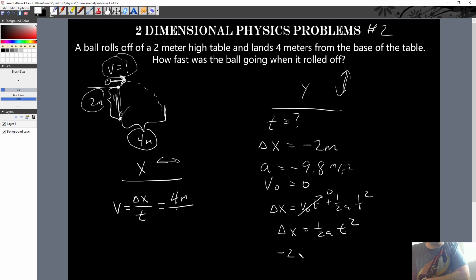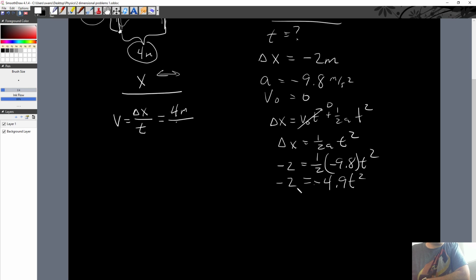So let's plug everything in. Negative 2 is equal to 1/2, the a is negative 9.8, and the t squared. And this ends up being negative 4.9 times t squared is equal to negative 2. And then let me roll this down just a little bit. Okay, I'm going to have to scroll. There we go. And then let's divide by negative 4.9. And this is good. Divided by negative is going to be positive. That's good because we're going to get time here. And we can't take the square root of a negative number. That's just weird.